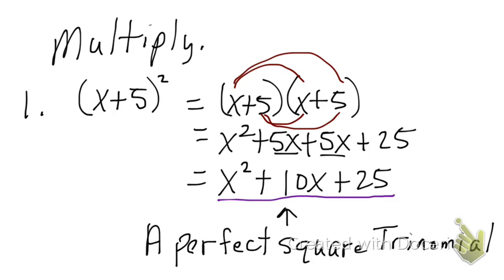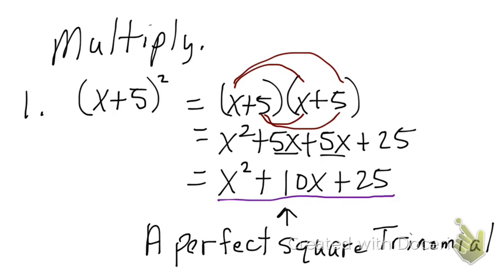First of all, it's a trinomial because it has 3 terms, but then notice what we have here is equal to (x + 5) squared. So this trinomial is equal to something squared. That's what makes it a perfect square trinomial. When we have perfect square trinomials, it turns out these are pretty easy to factor.